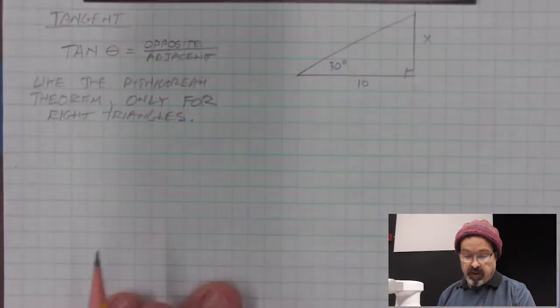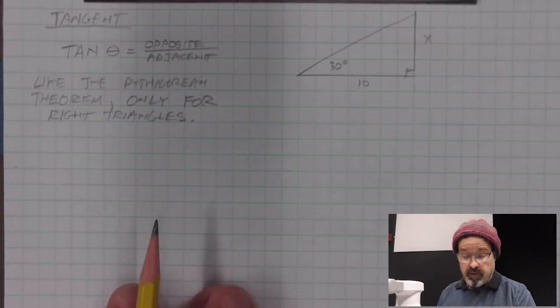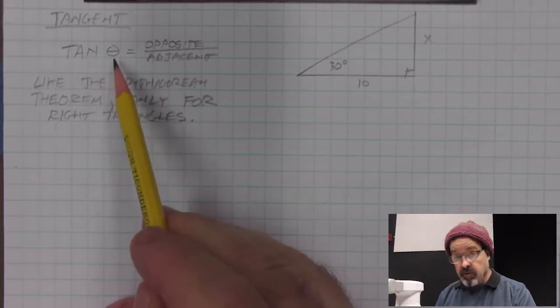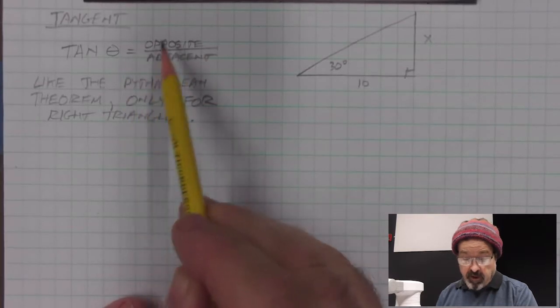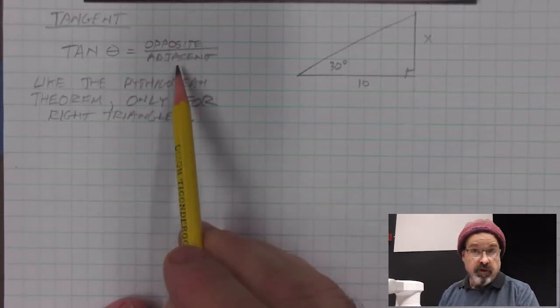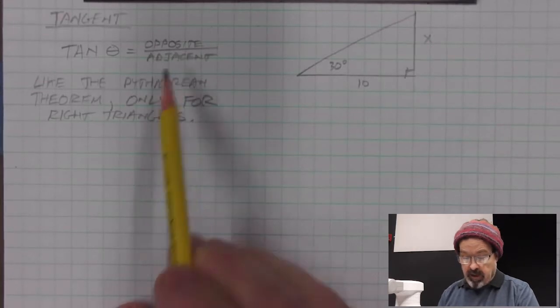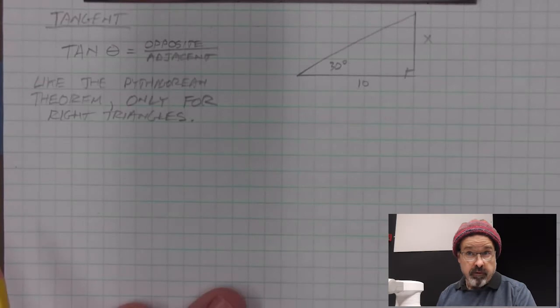Tangent is a relationship between an angle and two sides of a right triangle. Specifically, the tangent of an angle in a right triangle is equal to the ratio of the side opposite divided by the side adjacent to the angle. And like the Pythagorean theorem, tangent only works for right triangles.